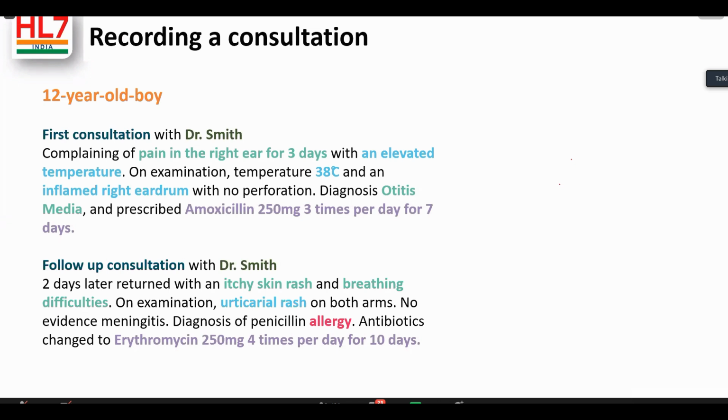So there is a 12-year-old boy, his first consultation was with Dr. Smith, and the complaint was of pain in the right ear for 3 days with elevated temperature. And the temperature recording is given there. There is a diagnosis, and there is a prescription also. And then there is a follow-up. So take 2 minutes, write down the resources that you think will be applicable. And then when we see the results, just match how close or how far you are. And that's all it is.